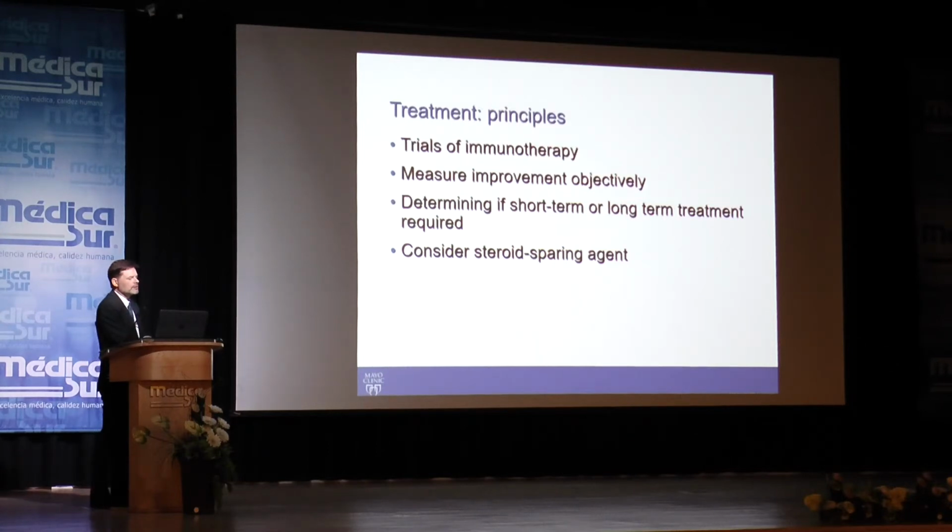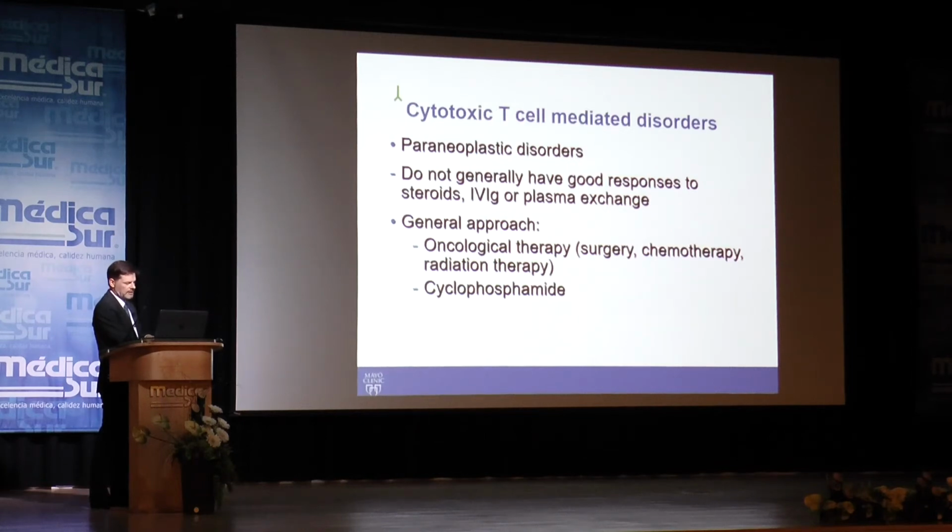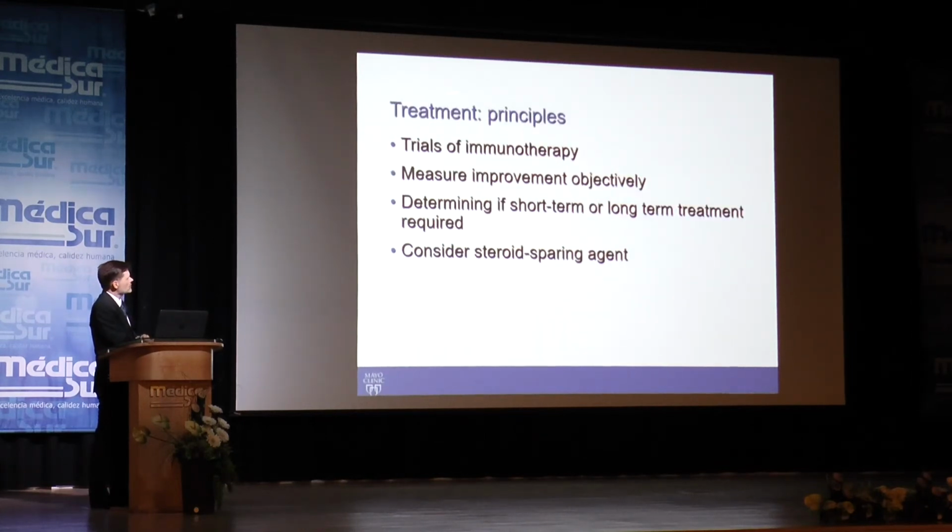Finally, what do we do in treating patients with autoimmune encephalitis? Well, we're really in the early days of this with trials of immunotherapy. As I mentioned before, in all of these, we try to establish as best we can some kind of objective marker: our clinical examination, the degree of pleocytosis and protein in the spinal fluid, the appearance of the MRI or a PET scan, neuropsychological testing, etc.